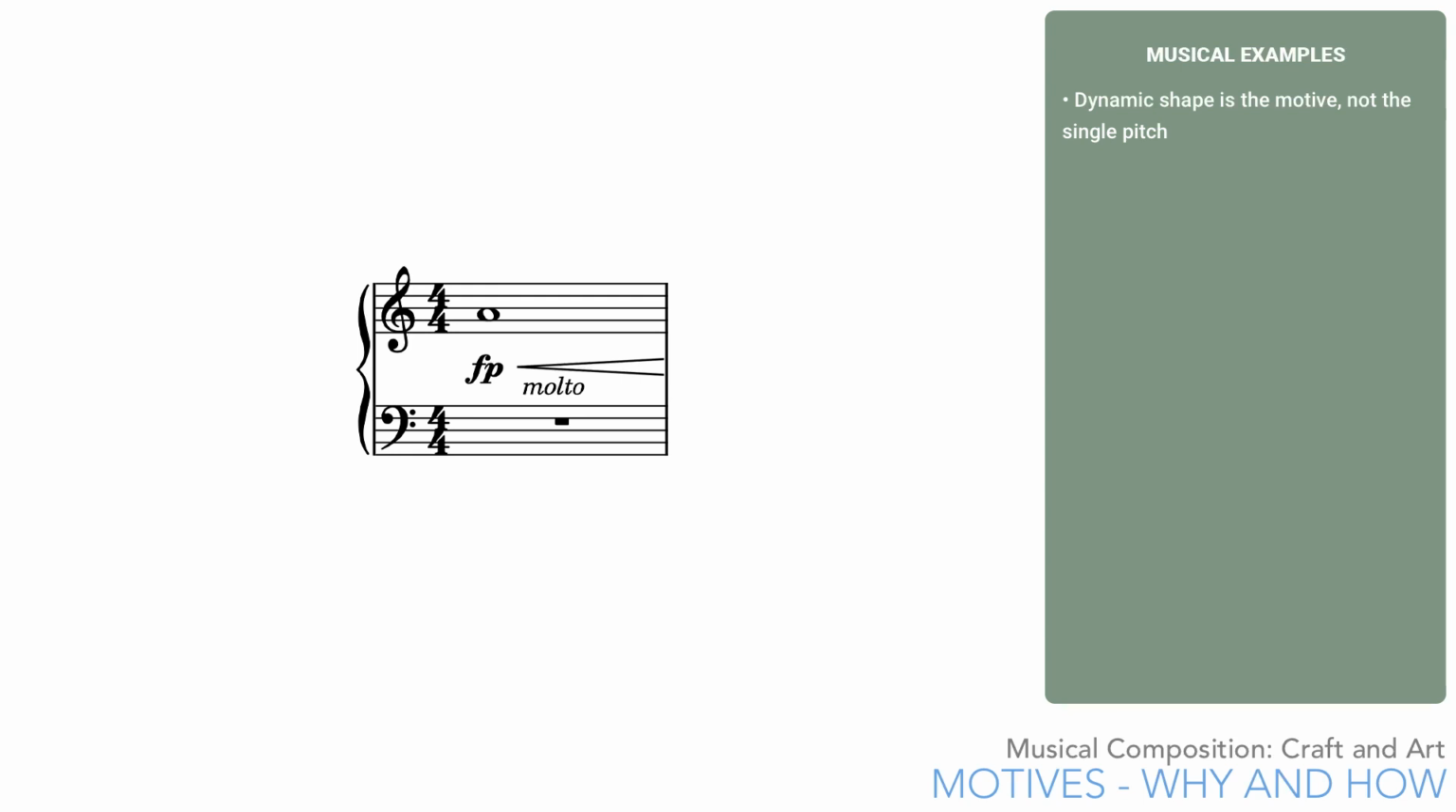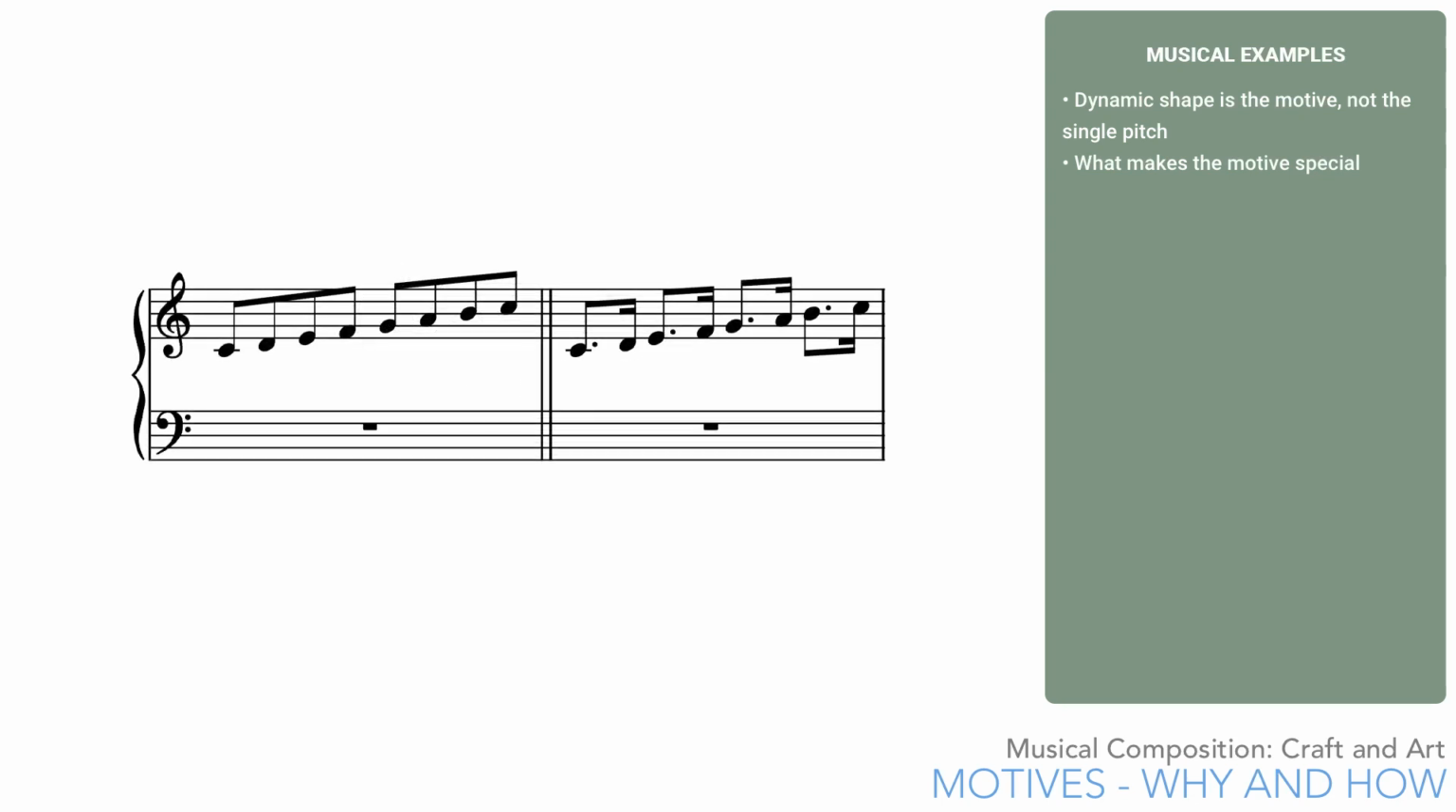The important thing to focus on with motives is what makes the motive special. A simple scale and even note values and all in one dynamic is nothing special. But add some kind of distinctive rhythm or timbre change and it could become a real motive. Compare these two scales. The first is neutral, but the second has a more distinctive character due to the repeated dotted note rhythm. In fact, the rhythm is the real motive here.